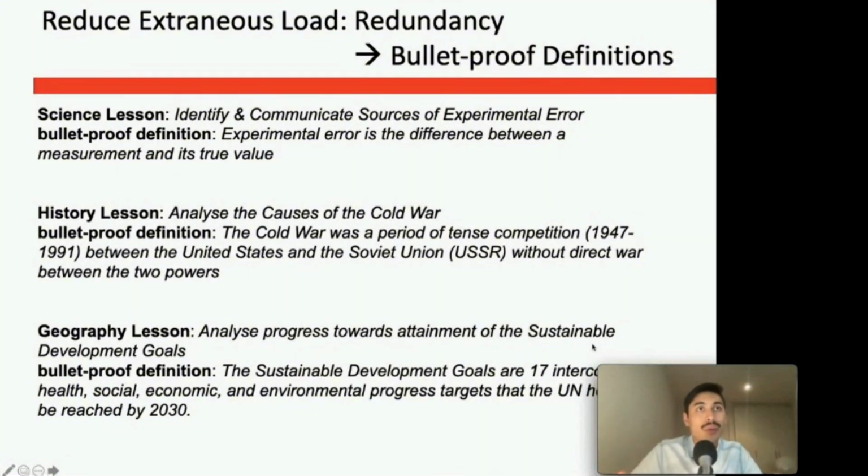Great. So as you can see, if a student left my year 8 history lesson and was able to say this, the Cold War was a period of tense competition, between these dates, between the United States and Soviet Union without direct war between the two powers, and I was able to question them on the different elements of this, what do you mean direct war? Tell me more about these dates and what happened between them. Who was the USSR? Then that would be a really clear understanding for them.